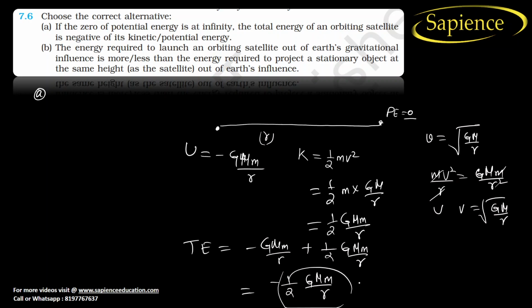So this is negative, and definitely this is the expression for the potential energy. So our answer will be that if the zero potential energy is at infinity, the total energy of the orbiting satellite is negative of its kinetic energy and potential energy. So it won't be kinetic energy, it will be potential energy.